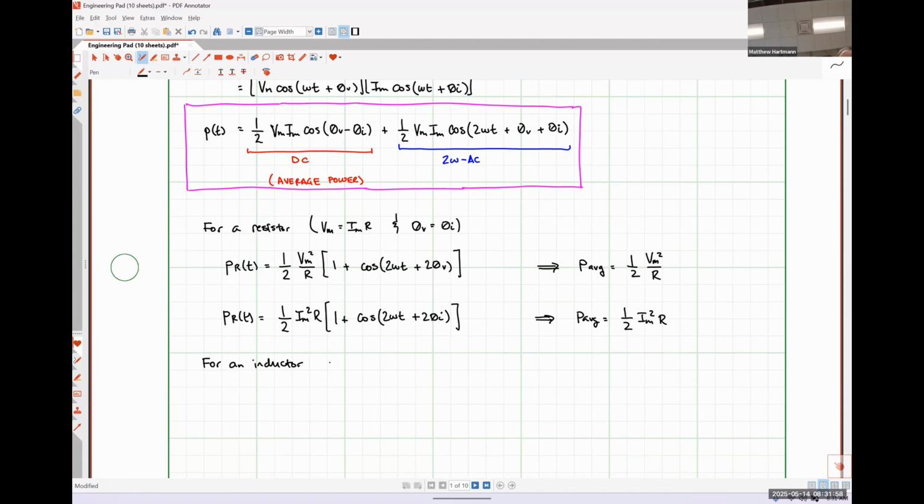So in an inductor, we know that Vm is equal to omega L times Im, and we know that theta V is equal to theta I plus 90 degrees. So when we did our lab on Friday, you should have found that the current was lagging the voltage by something very close to 90 degrees.